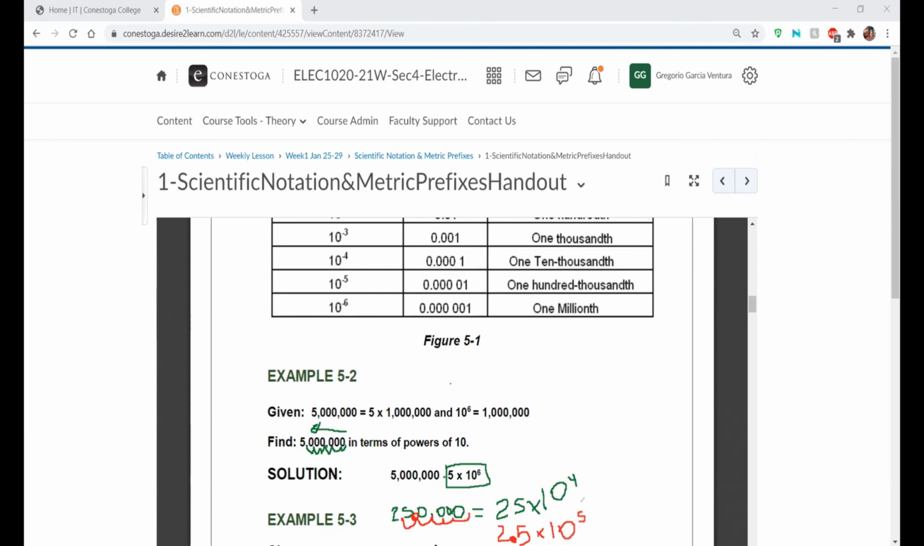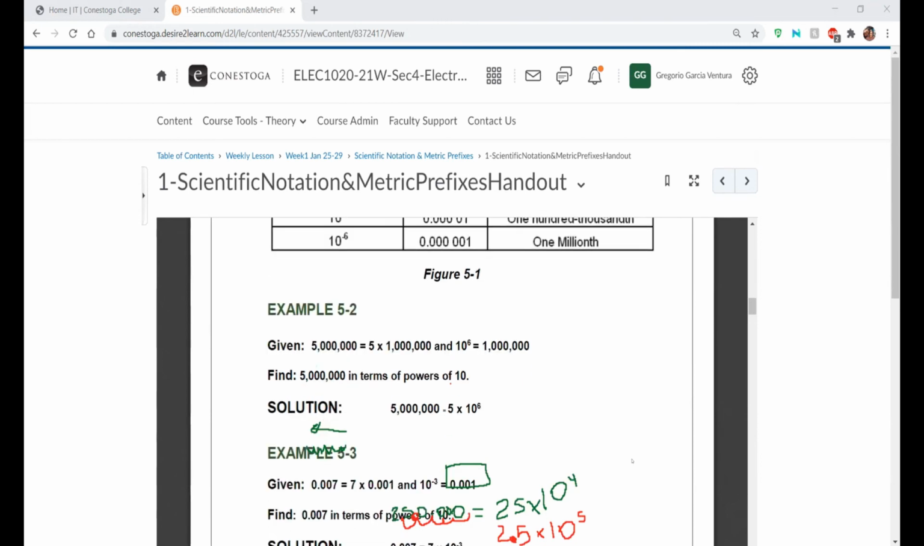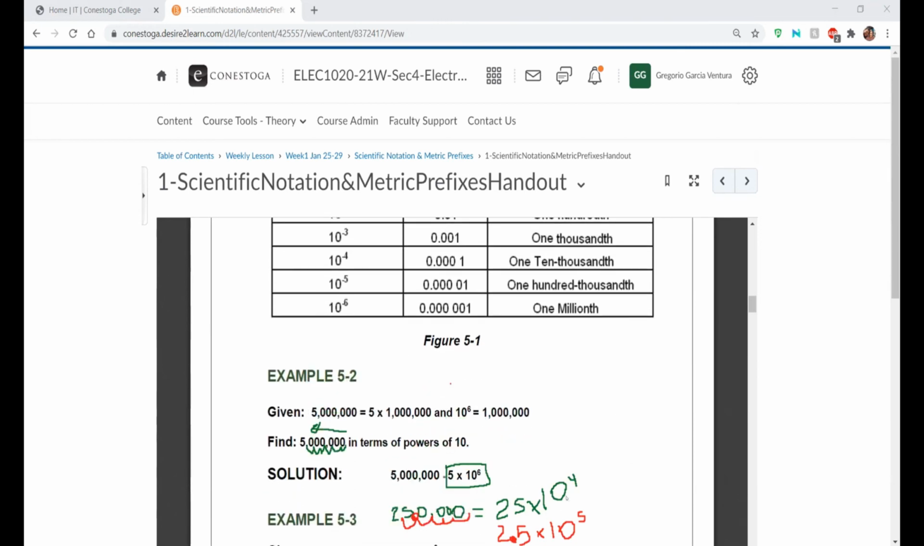So what's the difference between the two? Yeah, you got a question? Yeah, like so the 25 times 10 to the 4 is not considered scientific notation. No, this is just a power of 10. So we just consider this a power of 10. Right. Okay, and this one at the bottom, then, this is proper scientific notation.